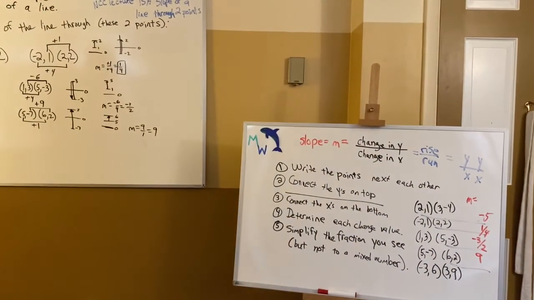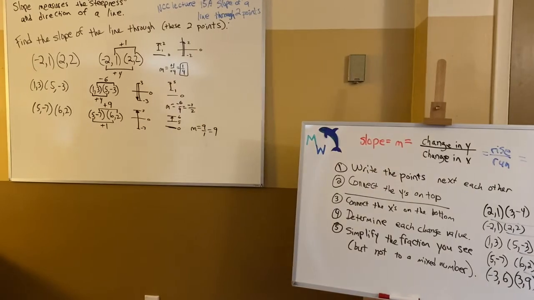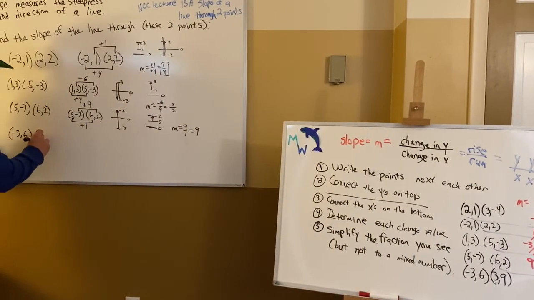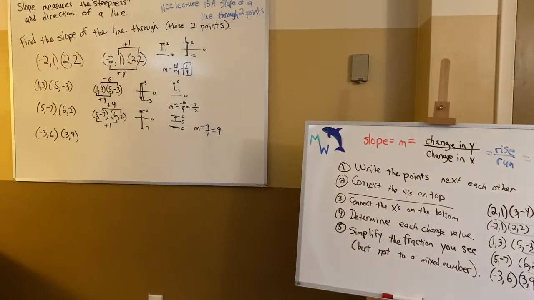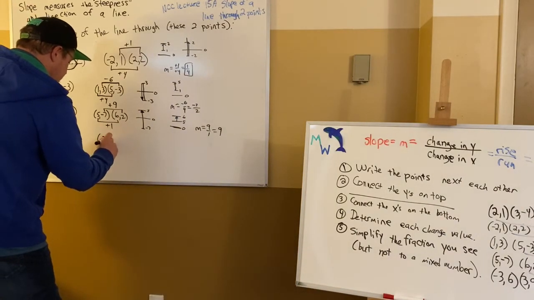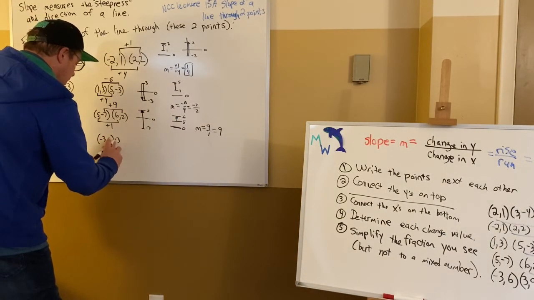Now we have this one, where we have (-3, 6) and (3, 9). I'm going to write them: (-3, 6) and (3, 9). Sorry, no comma there.